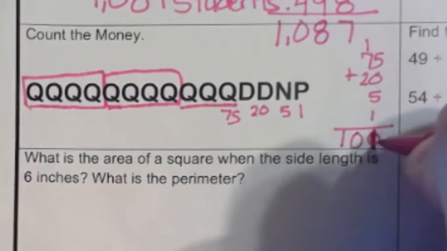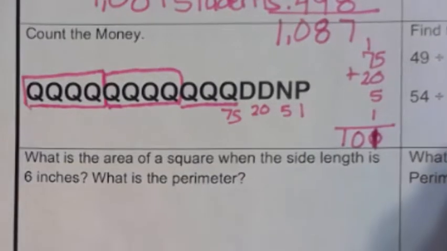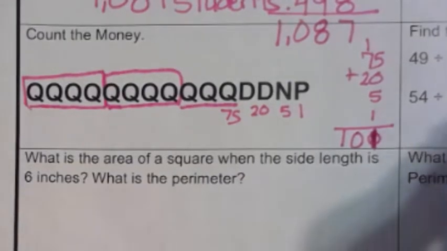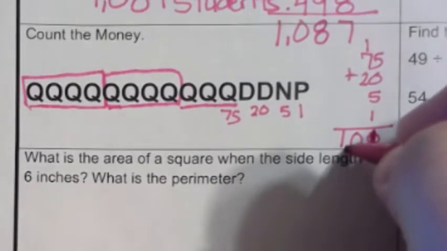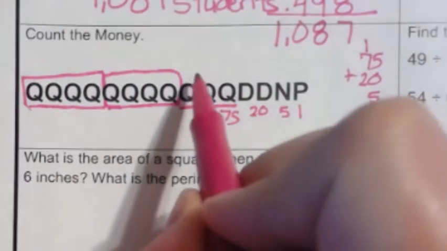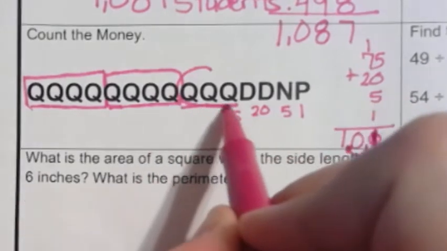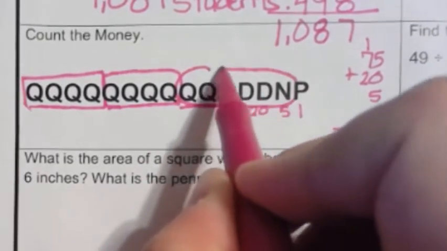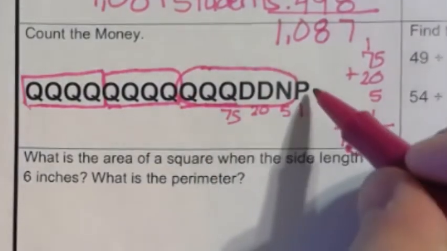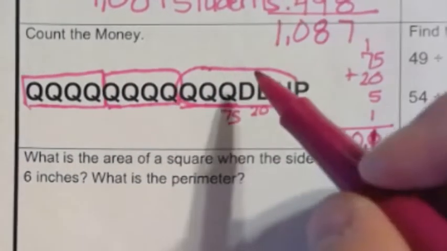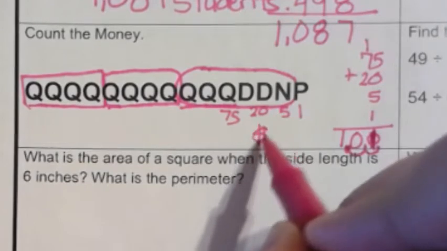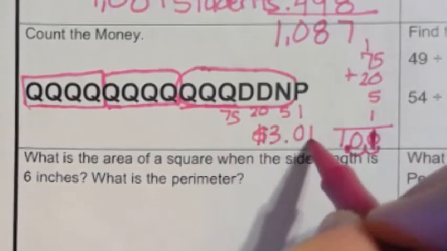And I have 3 numbers here. What should I do? We need a decimal point. We're going to go over 2 places. 1, 2. $1.01. So really that means that this right here is another dollar. And I have a penny left over. 1, 2, $3 and 1 cent.